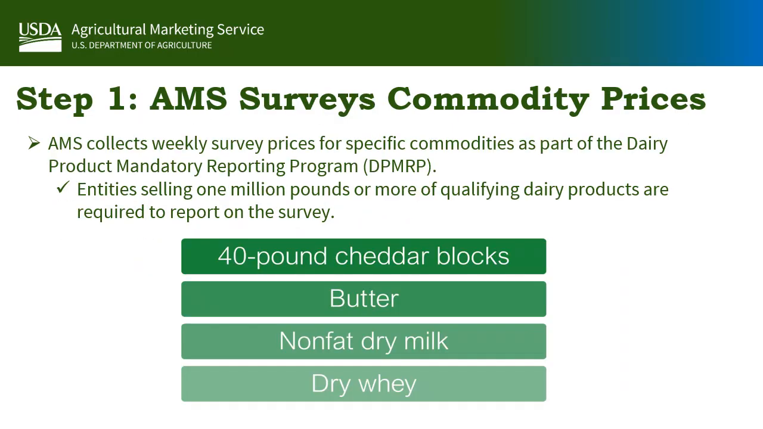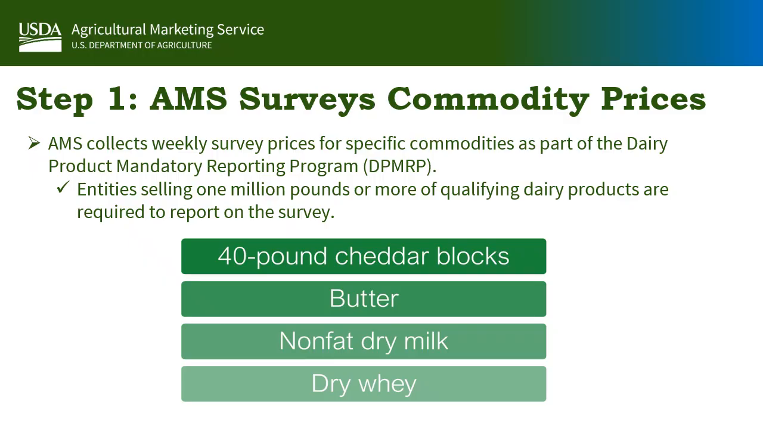Let's break each step down a little more. USDA administers the Dairy Product Mandatory Reporting Program to gather weekly wholesale prices of manufactured dairy products: cheddar cheese in 40-pound blocks, butter, non-fat dry milk, and dry whey. The survey prices are released in the National Dairy Product Sales Report, or NDPSR.